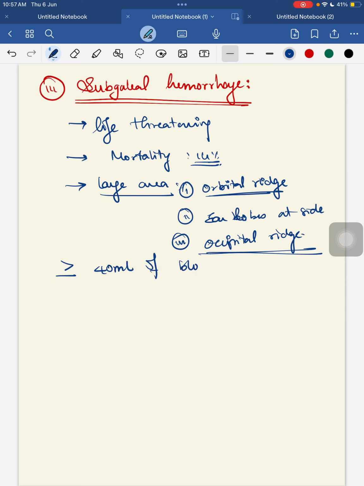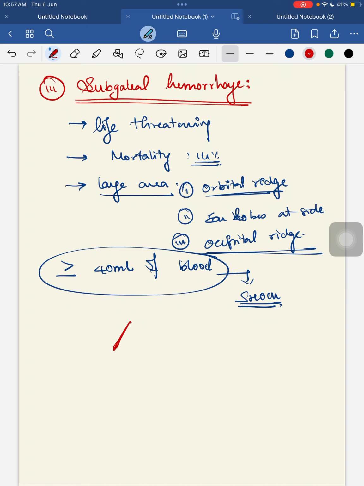Understood? Sorry, this is not 40 ml here. It is more than or equal to 40% of the blood volume of the child that can be sequestrated in this large area, leading to hemorrhagic shock. So what is the management of this child?